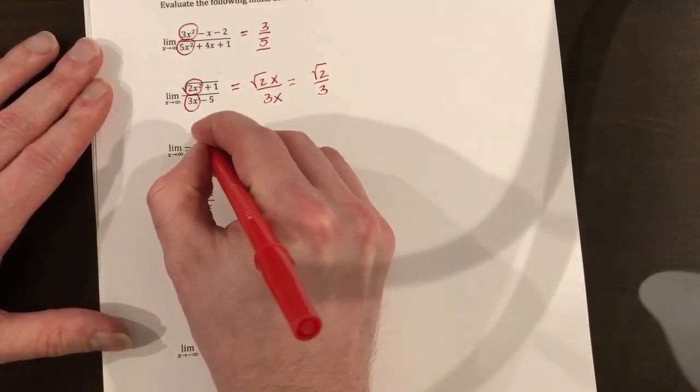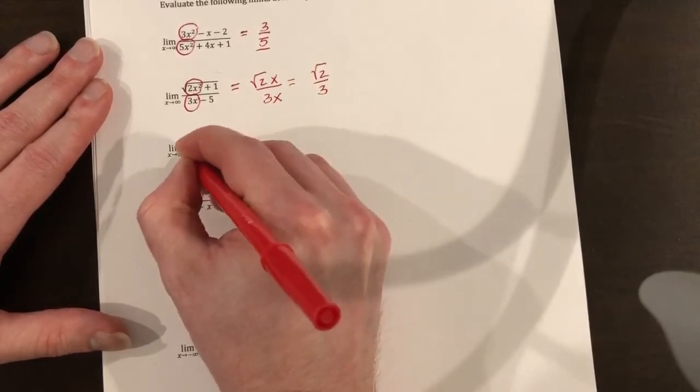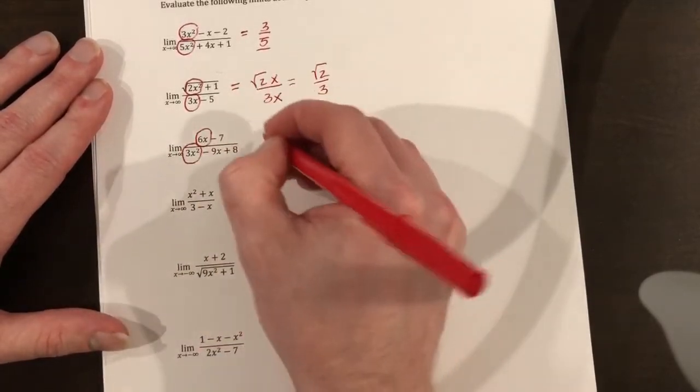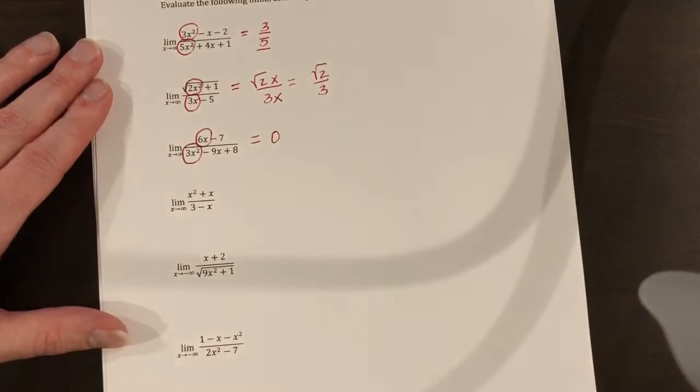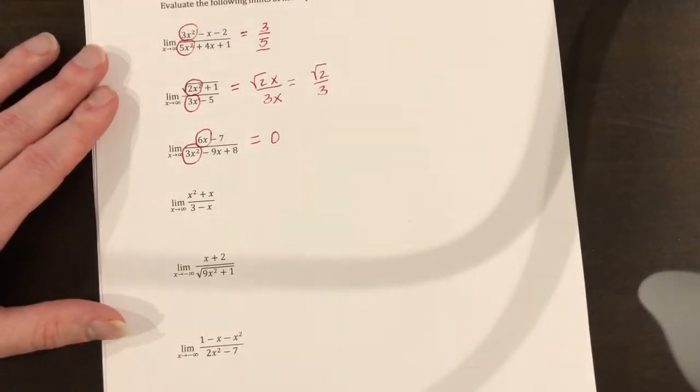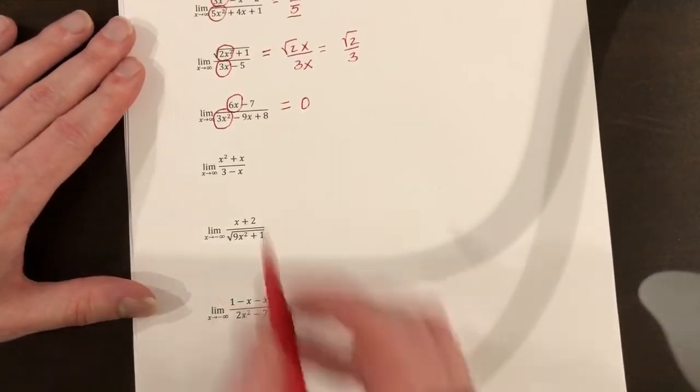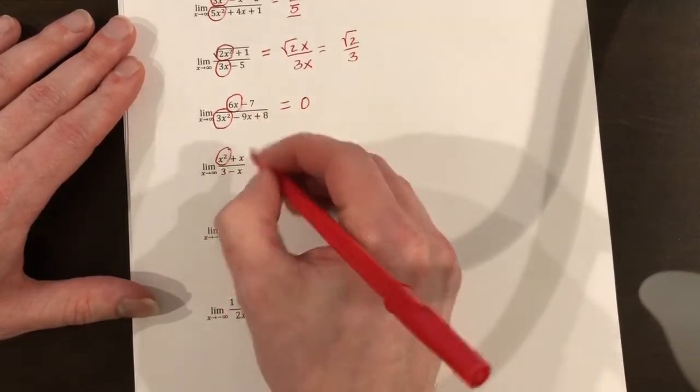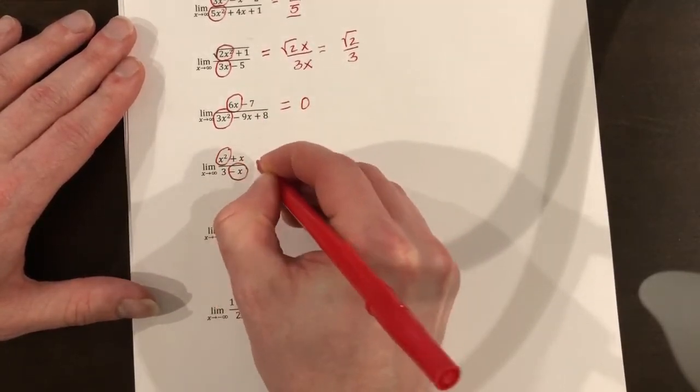Highest power on top here is 6x. Highest power on bottom is 3x squared. So it's bottom heavy, so it's going to go to 0. Okay. Highest power on top here is x squared. Highest power on bottom is negative x.